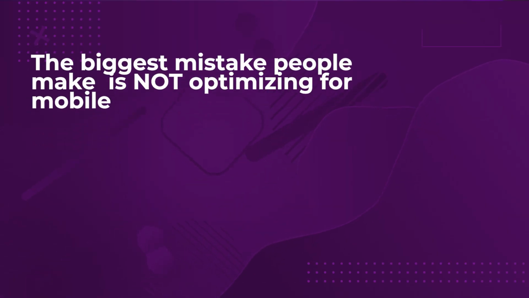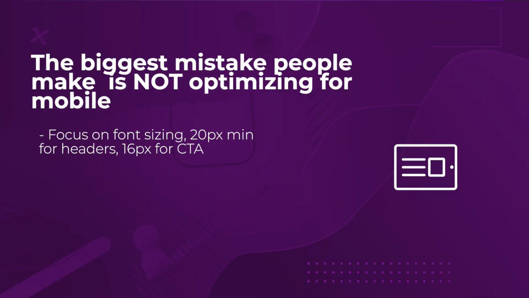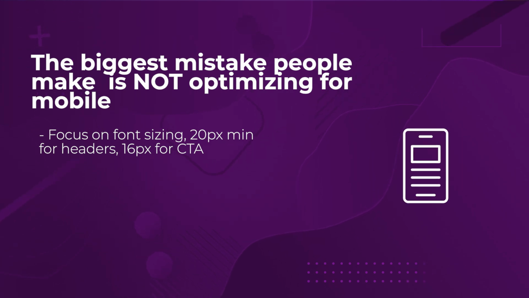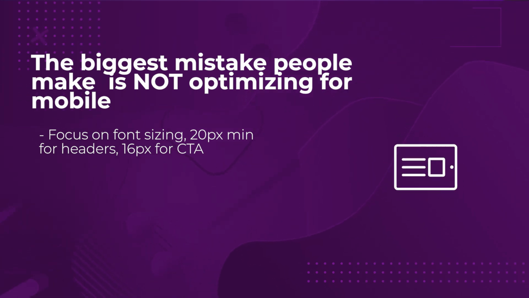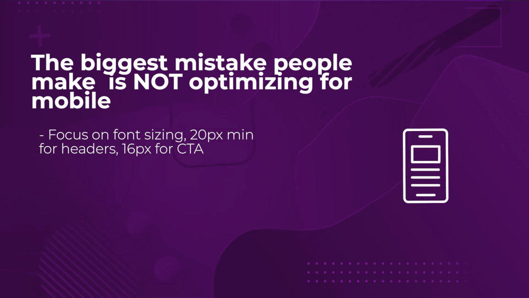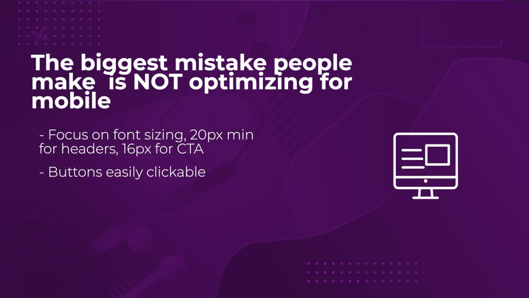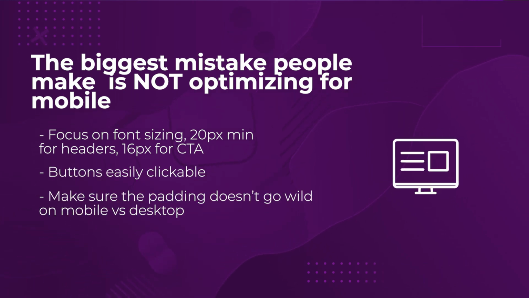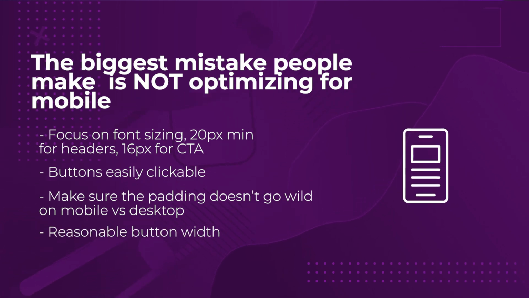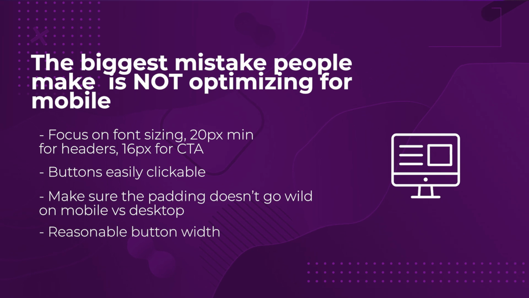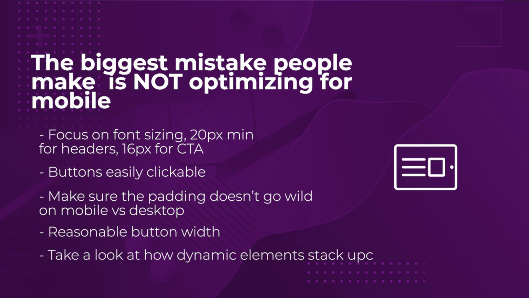Okay, now when you're actually building out the email design, there's a couple other things you want to keep in mind. Now, the biggest mistake that I see people make is just not optimizing for mobile. What you want to do is focus on that font size, make sure the font size is legible on mobile, make sure the CTA is legible on mobile. Usually around 16 to 20 pixels is good there. But beyond this, make sure the buttons are easily clickable on mobile. Make sure the padding isn't wild and crazy on mobile versus desktop. Make sure the button width looks reasonable. And also take a look at how dynamic elements stack up.